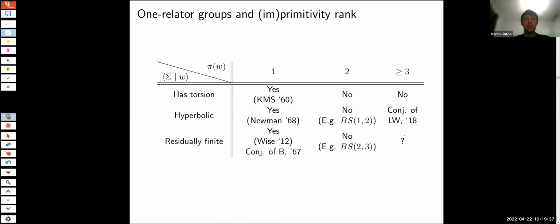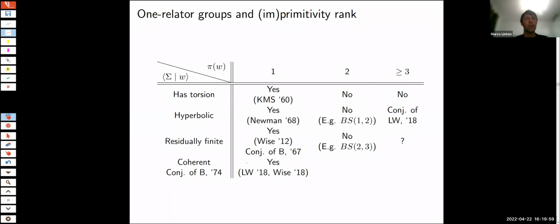Another property which is quite interesting is coherence. This again is Baumslag, who conjectured in 1974 that all one-related groups are coherent. Coherence means that all your finitely generated subgroups are finitely presented.